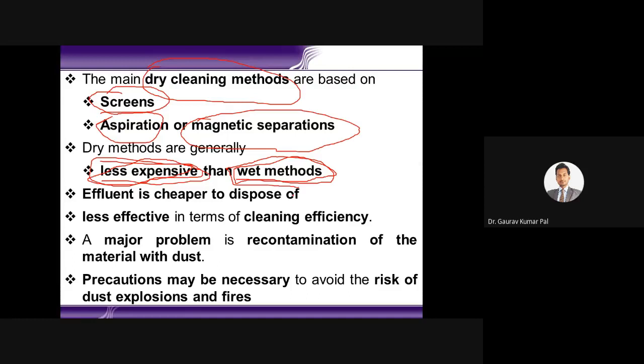Can you see my screen on whatever device you are using, either laptop or a mobile? Can you see my PPT? Yes, sir. Chandraveer, can you see? Yes, sir. Okay, can you find out here? I have given the answer here also. Can you find out what the answer is here? Less effective in terms of cleaning efficiency. Any other? That is not your answer. Okay.